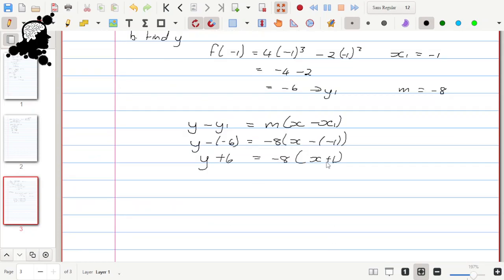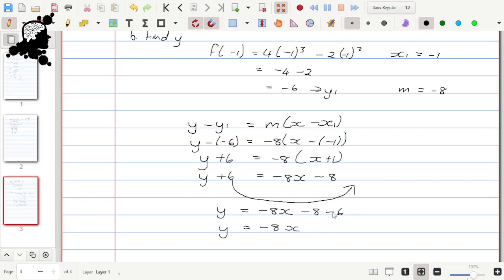When we get to this stage, we can multiply out the brackets. So y plus 6 equals negative 8x minus 8. We can take the positive 6 to the other side. We will get y equals negative 8x minus 8 minus 6. That's going to give us minus 14. And there we are. We've determined the equation of the tangent. Life is great. Let's look at the next question.